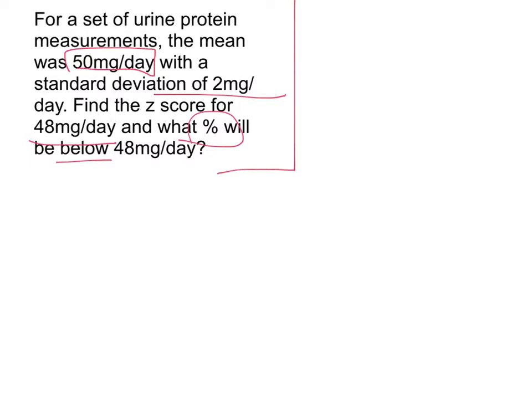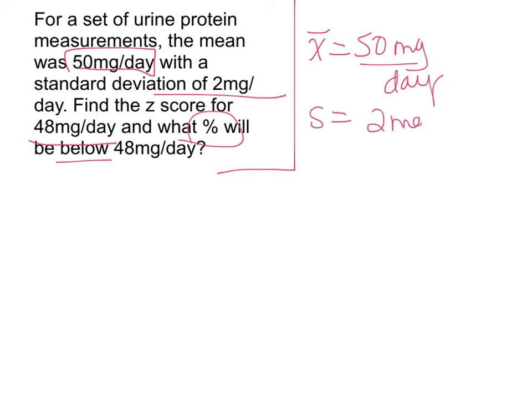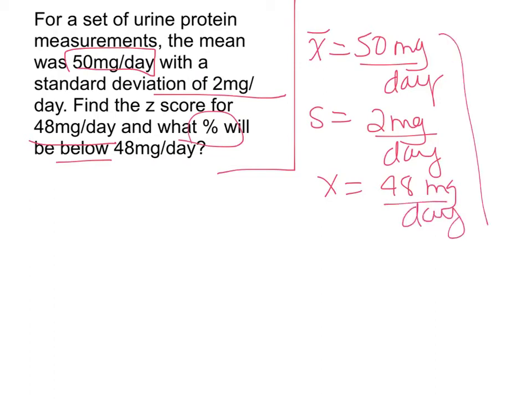So the first thing, as I always do, is I take inventory. The first thing that we have is our mean, which is 50 milligrams a day. And we have our standard deviation of 2 milligrams a day, and we have a specific value, so x is 48 milligrams a day. And the first thing that we need to do with this information is figure out what exactly that z-score is for 48 milligrams a day.